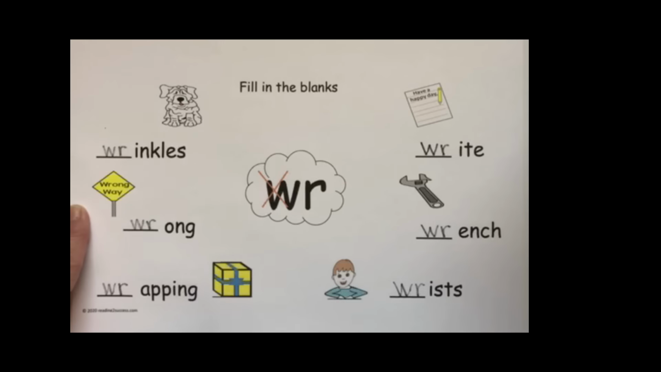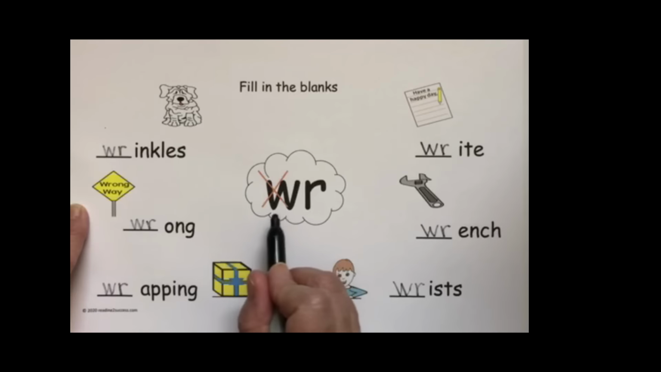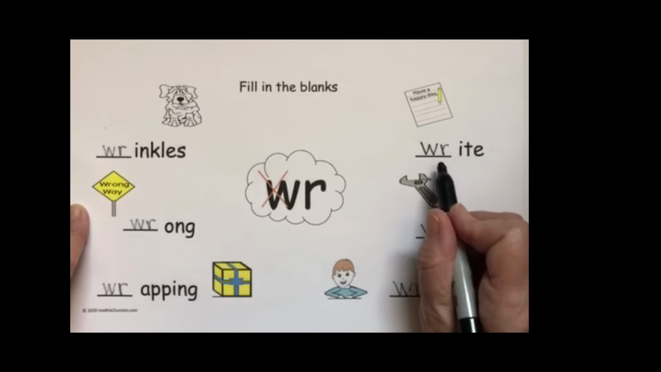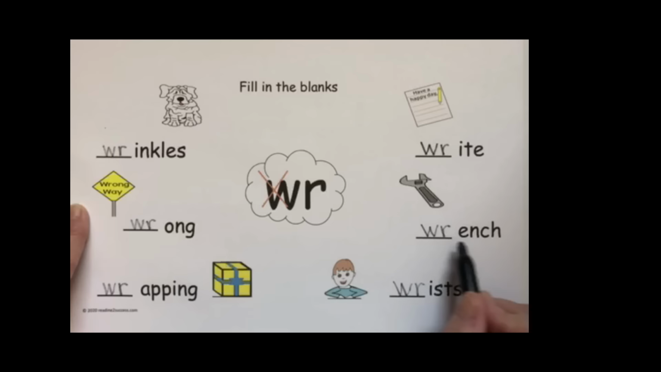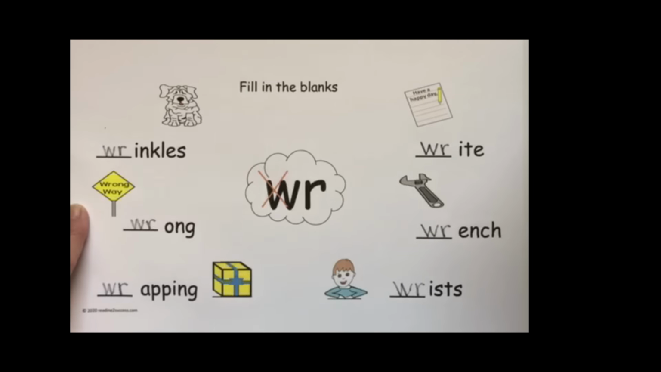So all of the WR words that only have the R sound and we don't hear the W are write, wrench, wrists, wrapping, wrong, and wrinkles.